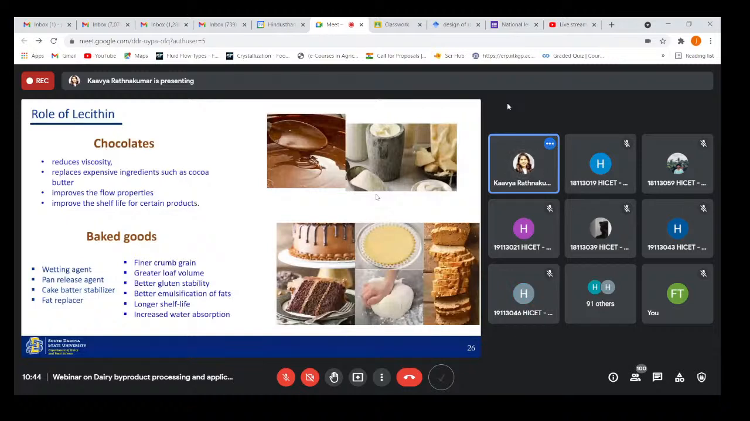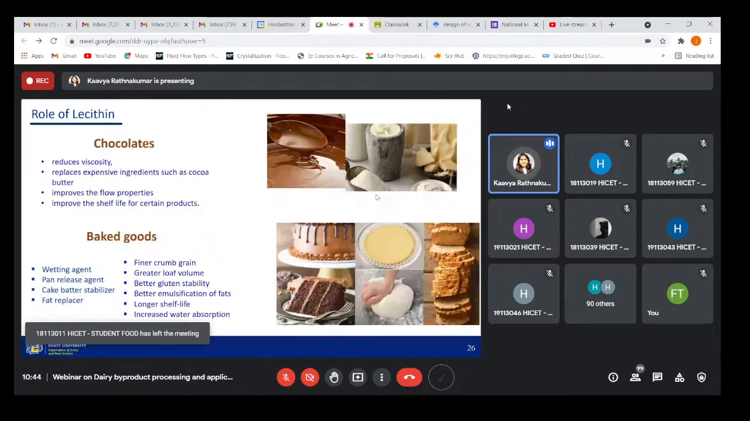That is our aim, to incorporate a dairy lecithin instead of soy lecithin because of its health benefits in various systems. These lecithins are usually used in chocolates, which helps in reducing the viscosity, replacing expensive ingredients, improving the flow properties, the thickness, consistency, and also helps in the shelf life of products.